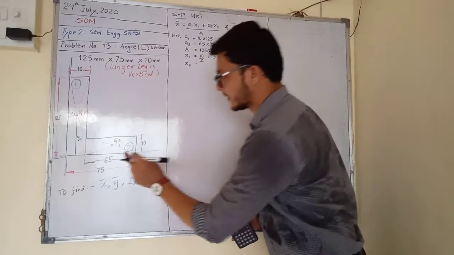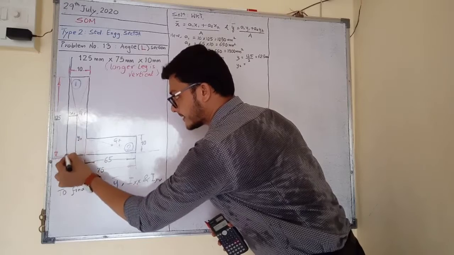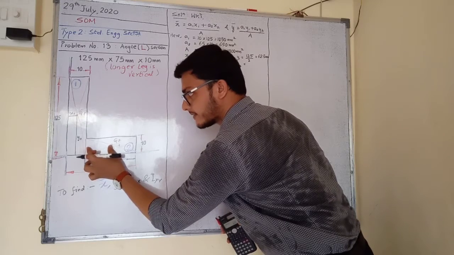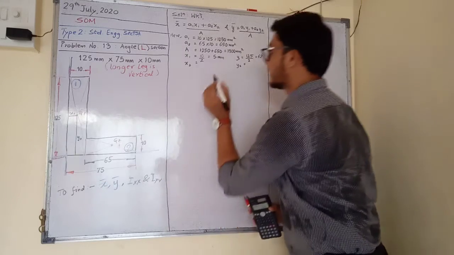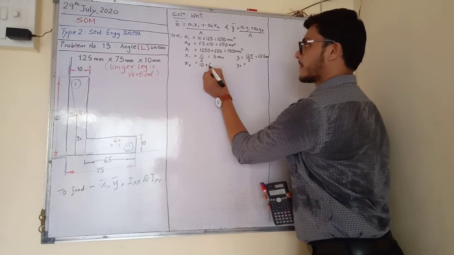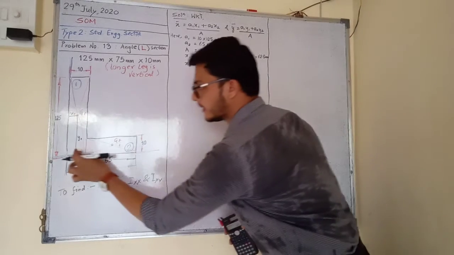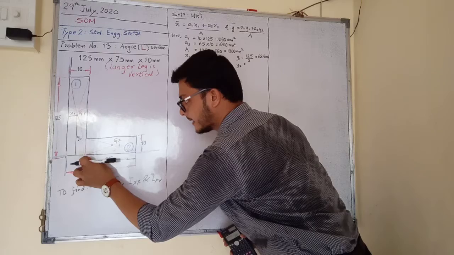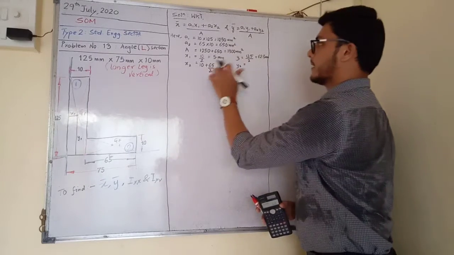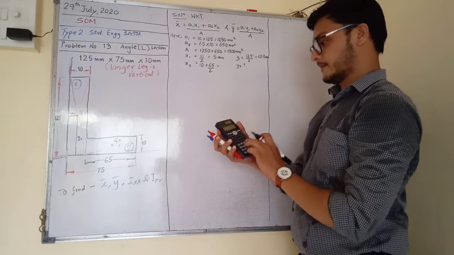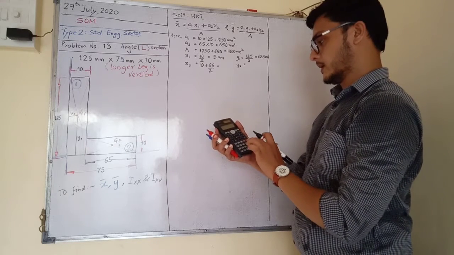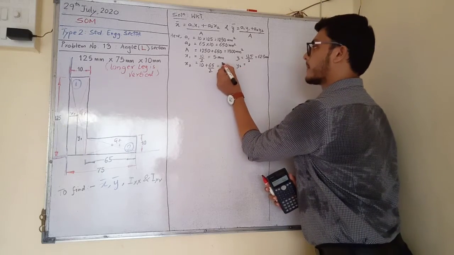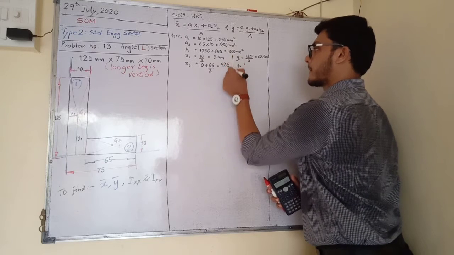Similarly, x2 and y2 you have to find. x2 will be what? From this reference axis you have to take distance to G2. So this is 10 already, and this will be half of 65. Be careful in this: 10 plus 65 by 2. I am repeating once again. From the left axis, from here you have to measure distance till G2. So this is 10, plus half of 65. So this will be 65 divided by 2, 32.5, plus 10, 42.5 millimeter.